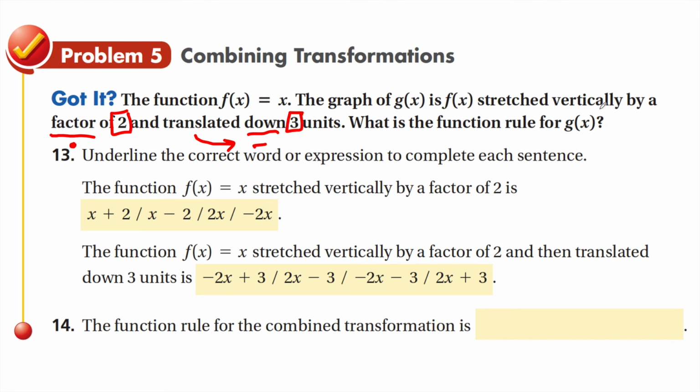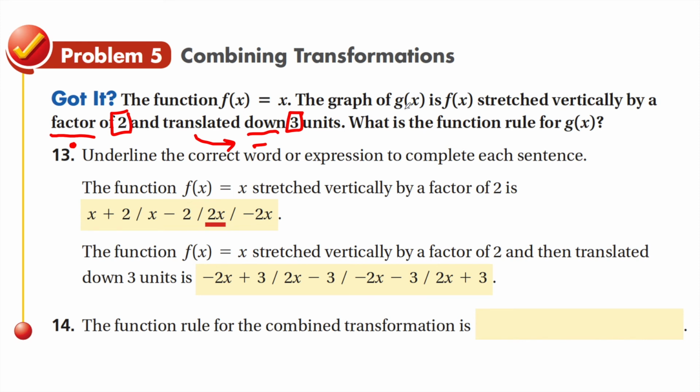And more importantly, since it's vertically and down, we know that it's going to be done to everything as a whole. So what is the function rule for g of x? You must do what it tells you to do first, right? So the graph of g of x is stretched vertically by a factor of 2 and translated down 3 units. So I'm going to make sure that we multiply this original function, this f of x, by 2, because it tells you that it's stretched vertically first.